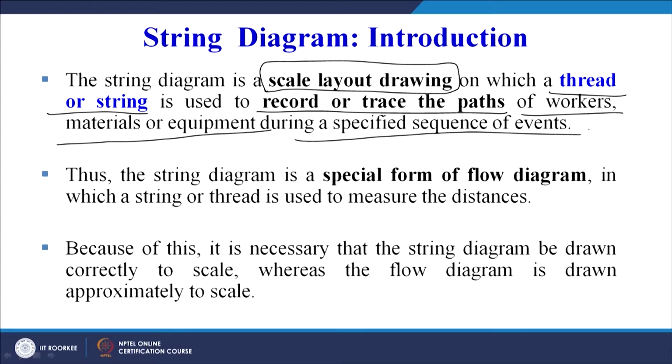So basically, suppose a person is serving food in a restaurant. His movement from the kitchen to the table to the counter, all that can be traced using a string. And how will the string be wound? With the help of pins or panels or pegs that you put at the different places. So suppose the worker working in the restaurant takes food from the kitchen. One string can depict the movement.